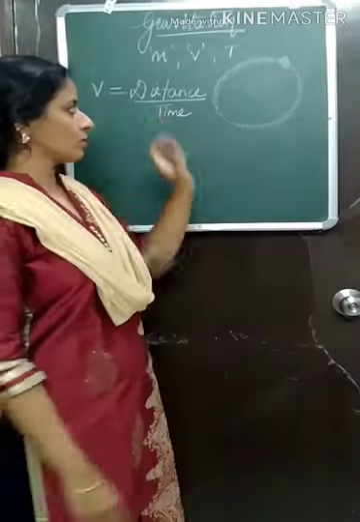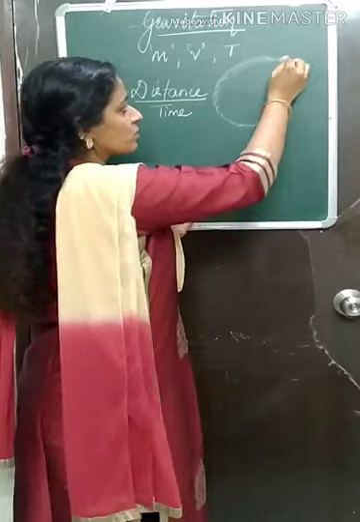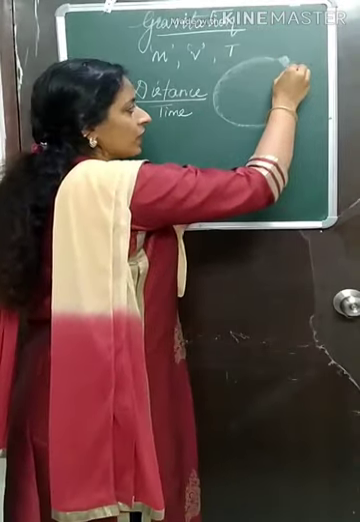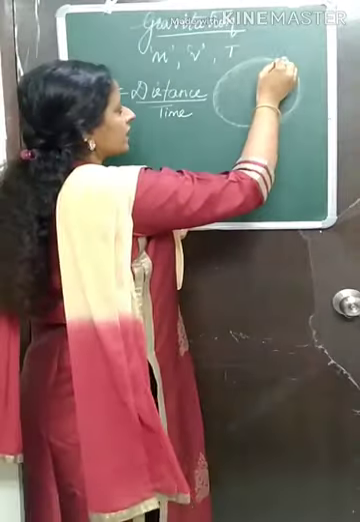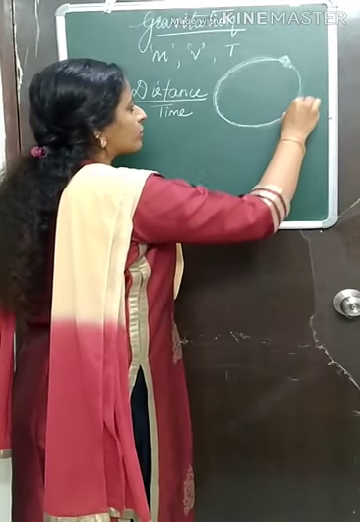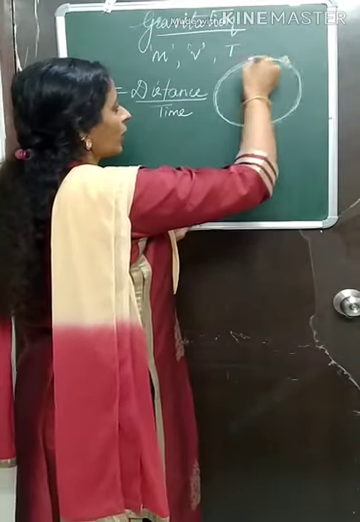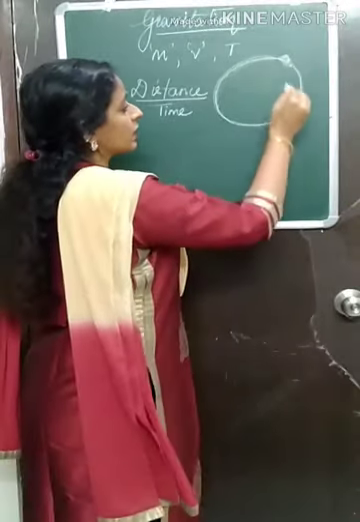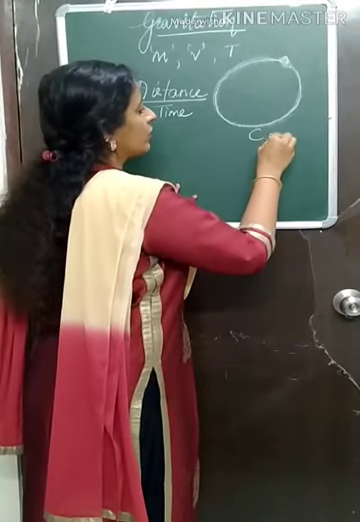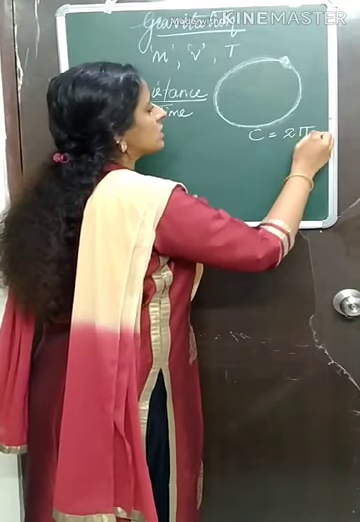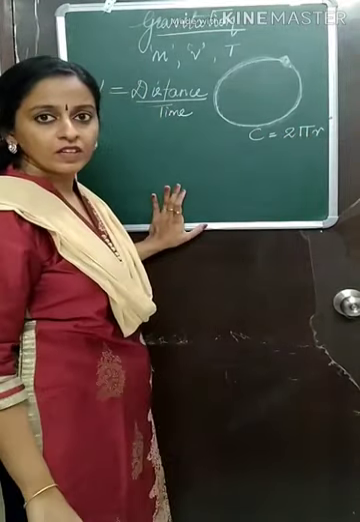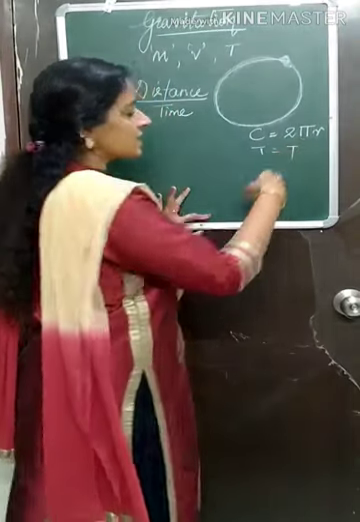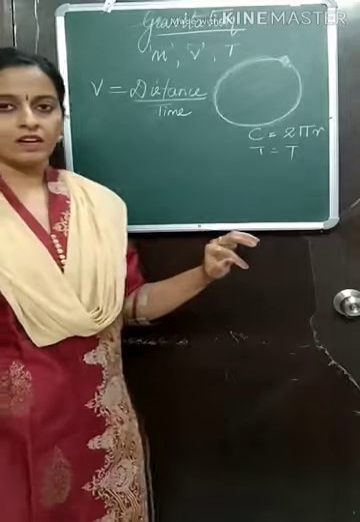So the distance of this object: suppose the object has started from this point and has come back to this point. The distance covered from the starting point till again coming to that point is nothing but the circumference. We know the circumference of a circle is 2 pi r, and the time period we are taking as capital T.